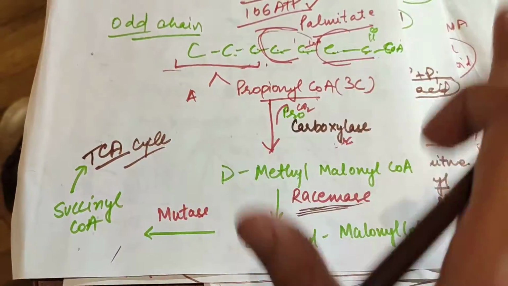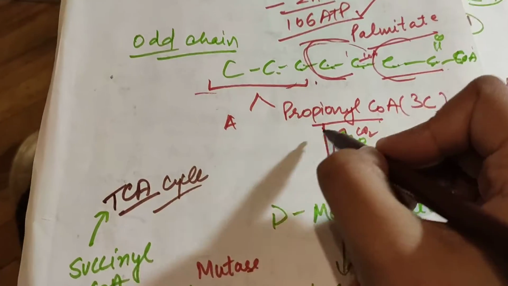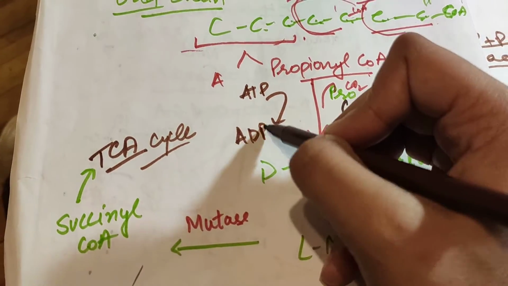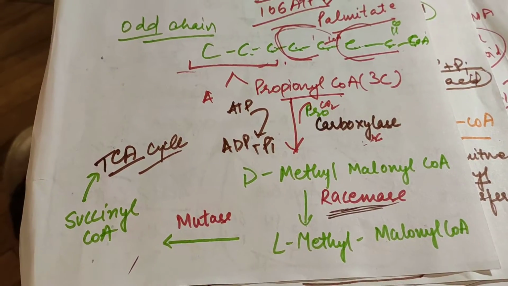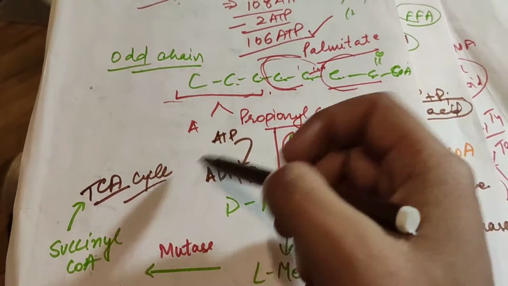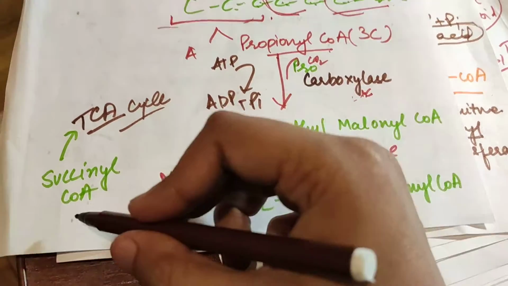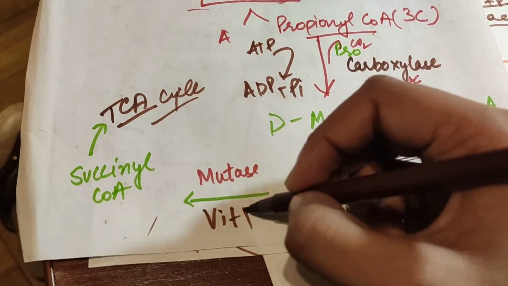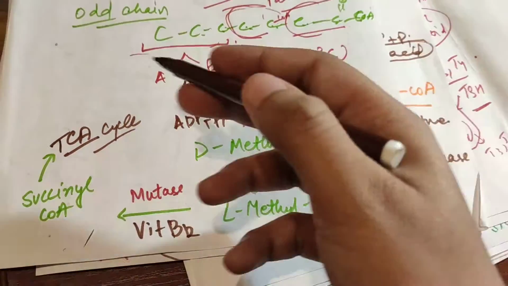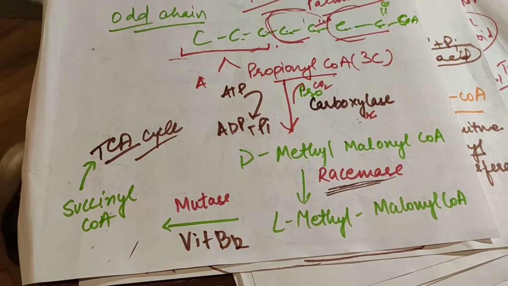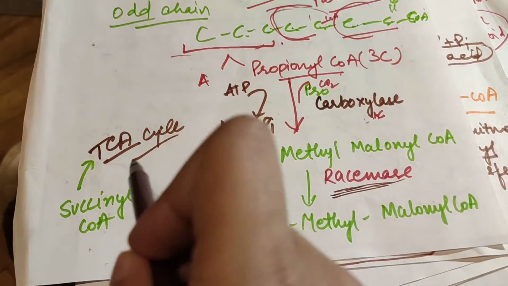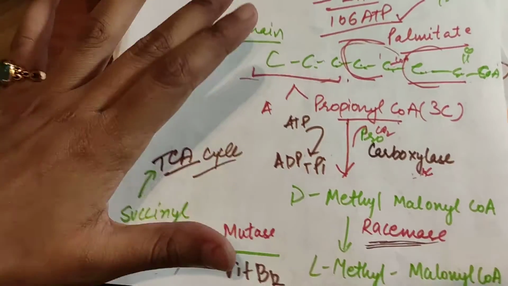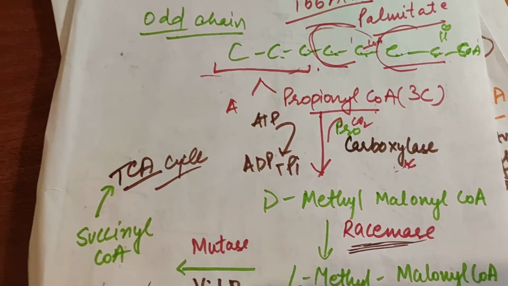So is there any difference? Yes, because when this propionyl is formed, ATP is consumed and forms ADP plus phosphate. 1 ATP is consumed every time, so you have to reduce that amount also. And to convert into succinyl coenzyme A, this mutase uses vitamin B12. So in vitamin B12 deficiency, you cannot convert these odd chain fatty acids into succinyl coenzyme A. So here you need ATP; remember that. So this was about odd chain and energetics. The next part I'll do in the next video. Thank you.